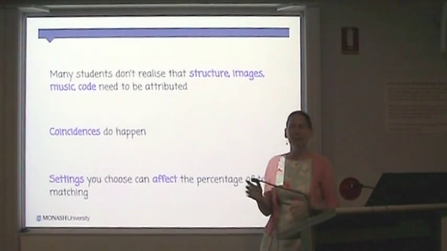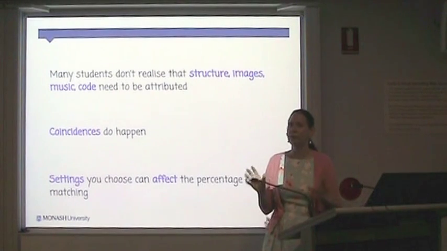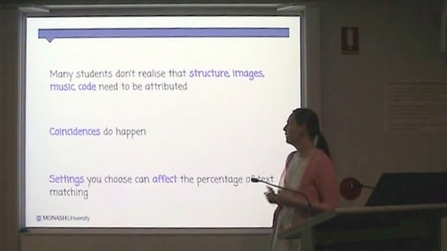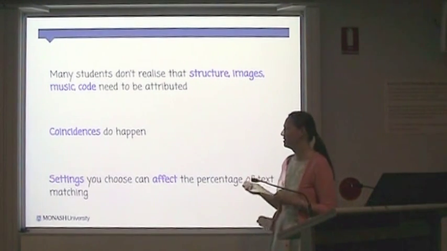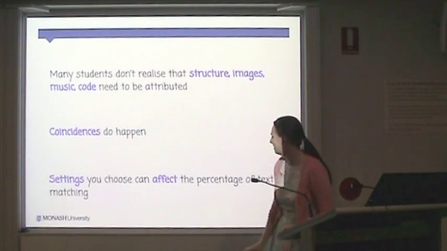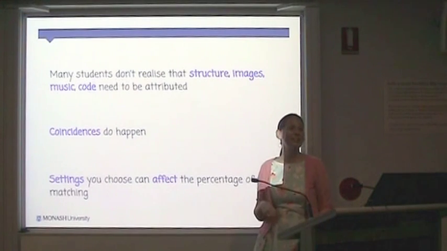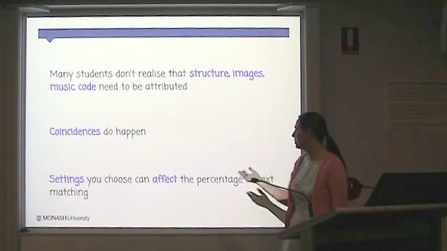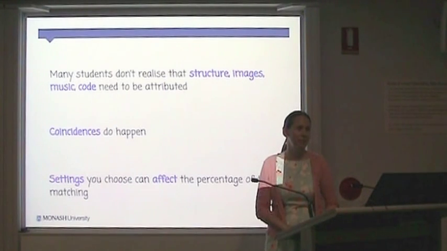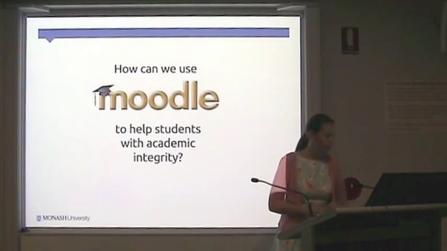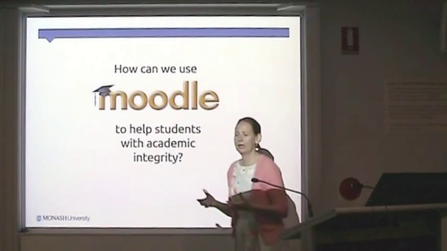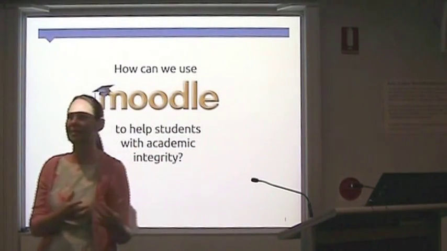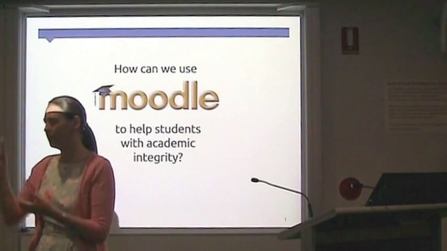Coincidences do happen, and I'll share in a little while some of the originality reports that come up, and you'll be able to see where some of those coincidences do happen. And finally, when using Turnitin, some of the settings that you choose when you set it up can affect the percentage of text matching. So Turnitin effectively looks at texts that it has in its database and matches them to the student's paper.